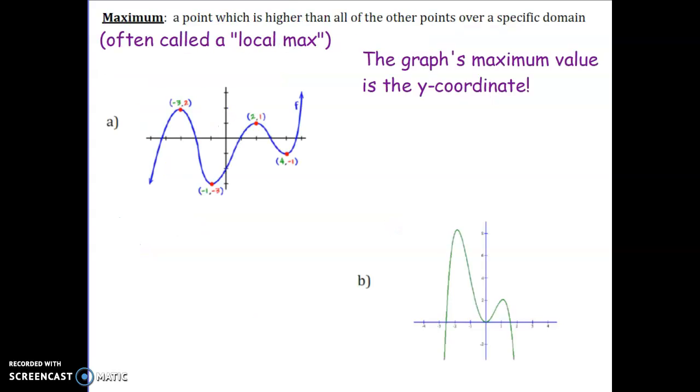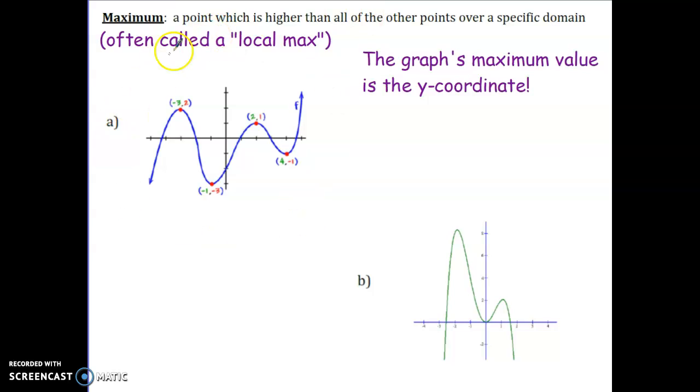Okay, let's get some definitions. Maximum. A maximum is a point which is higher than all the other points over a specified domain. It does not necessarily mean it's the highest point in the whole graph. It just means it's the highest point in its area.